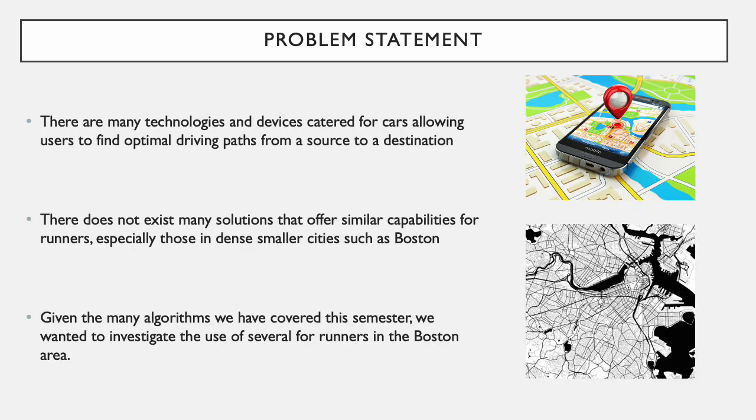With that in mind, the problem statement that we formulated is that there are many technologies and devices used on a day-to-day basis, very specific to cars and traveling on roads, that allow users to find optimal paths from a source to a destination. However, there are not many similar solutions offering comparable capabilities for runners, especially those who live in very dense cities such as the Boston area. So, given the many algorithms we've covered in this course, specifically graph-related algorithms, we wanted to investigate the use of several of them to help address this gap for runners in the Boston area.